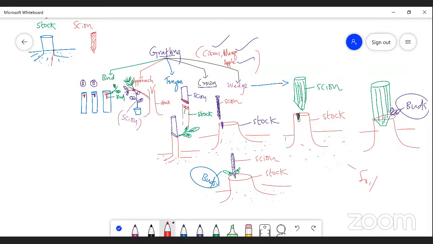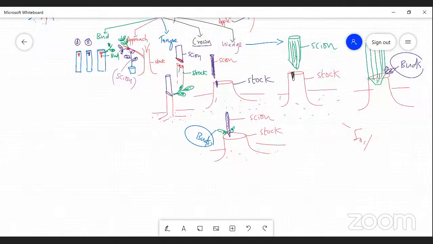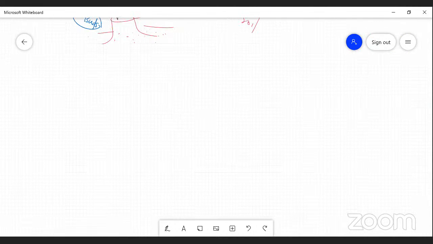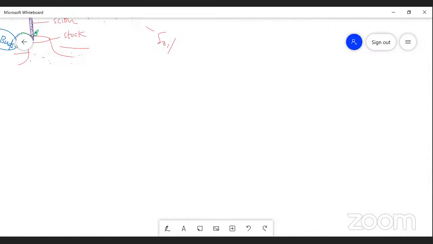So grafting is broadly divided into the following types. The first type is bud grafting, the second is approach grafting, the third is tongue grafting, the fourth is crown grafting, and the next is wedge grafting, right? But next we pass on to layering. Actually, I am talking about the third method of artificial reproduction, that is the layering method.